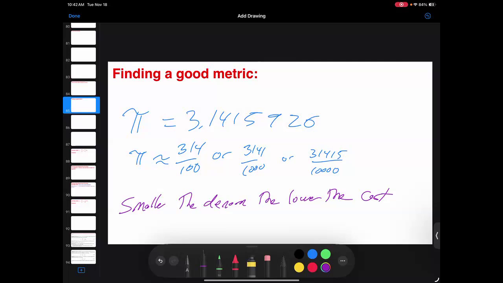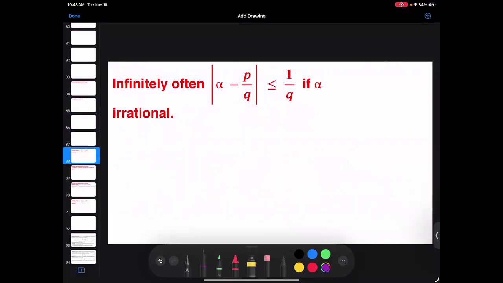So that makes sense. The bigger denominator I have to use, the more expensive it's going to be to work with. And so I will judge how good an approximation is based on the size of the denominator. And so the question is, can I get a good approximation by using a small denominator? It turns out if I give you an irrational number, infinitely often, I can find a fraction, p over q, that's within 1 over q if alpha is irrational.